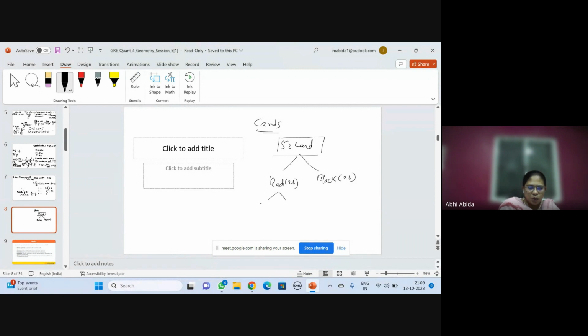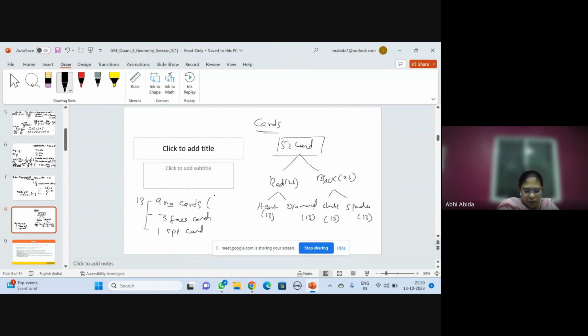If we talk about the red cards, they are again classified as hearts and diamonds. It will be 13, 13 here. Black cards are also classified into 2, clubs and spades. So clubs are 13 and spades are also 13. Now, what do these 13 consist of? 13 consist of 9 number cards first, then 3 face cards, okay, and 1 special card.